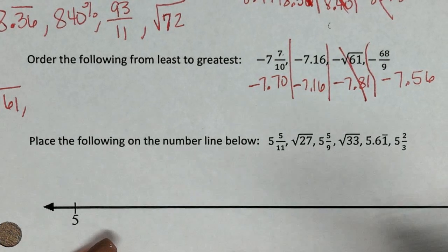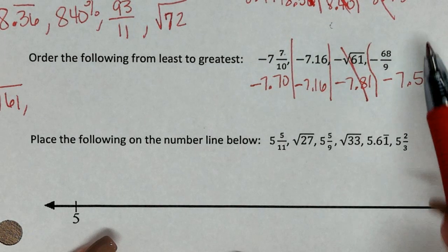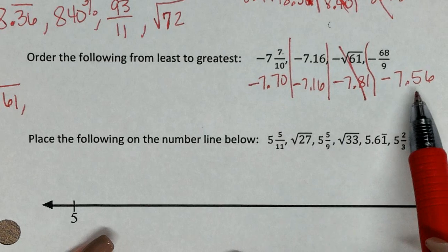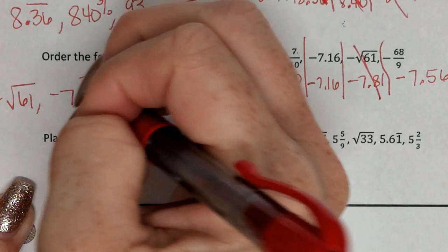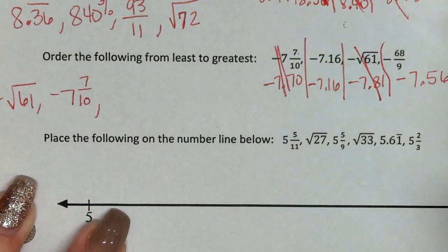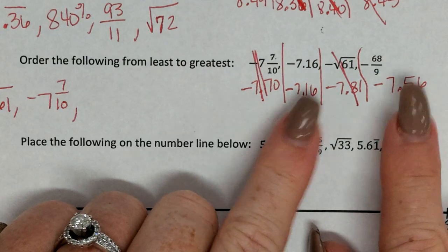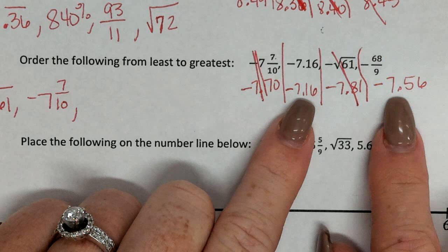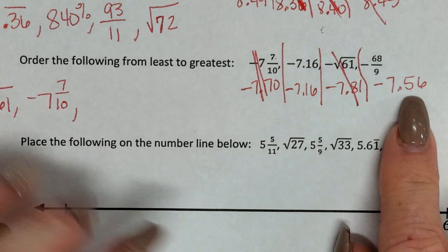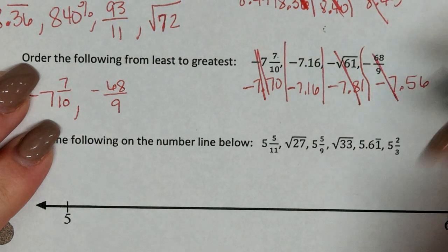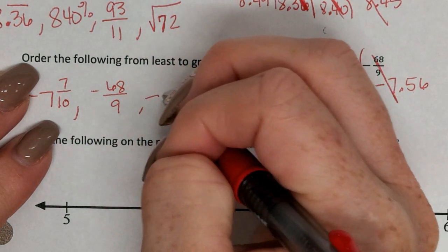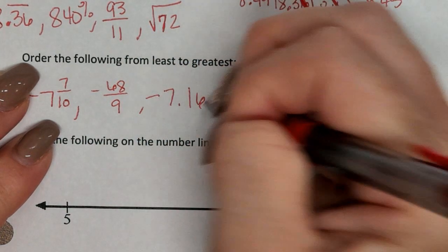And I'm telling you guys, if you'll mark it out and do that step, it'll help you. Now which one's worth the least? Negative 7 and 7/10 because I owe the most money there. Which one of these would I owe the most money? This one. So negative 68/9. And then this one, negative 7.16.